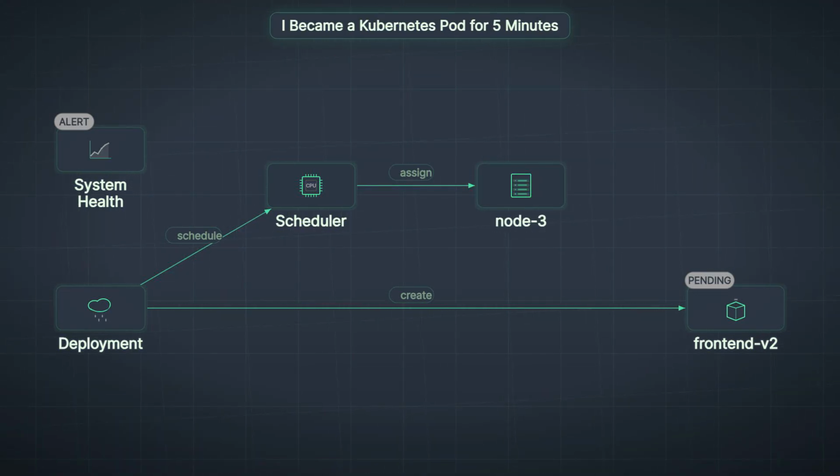The pod moves into its assigned node 3. The container runtime pulls the image and starts the container. Our pod is now running and serving traffic.